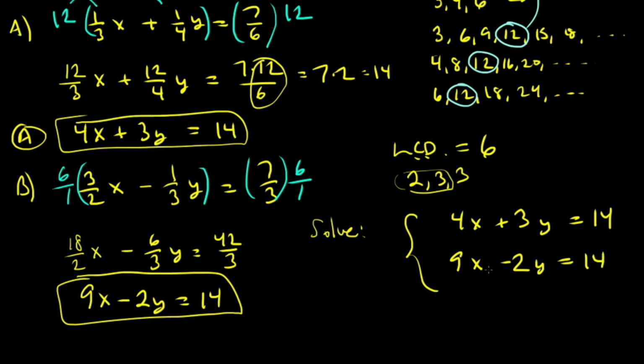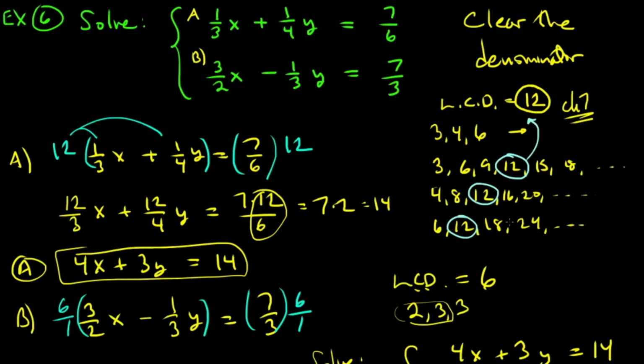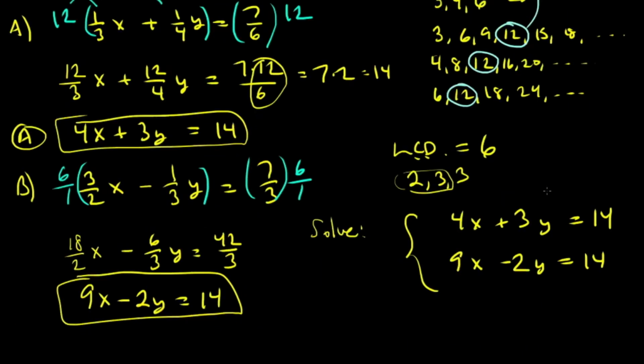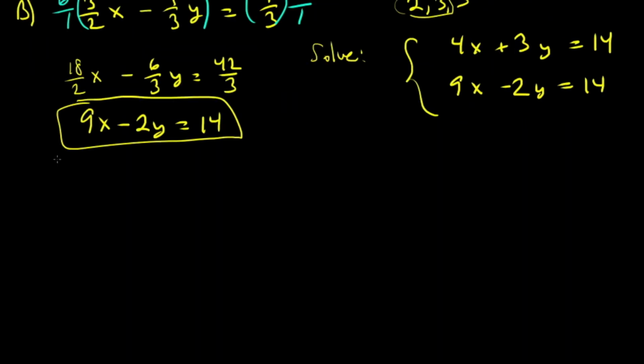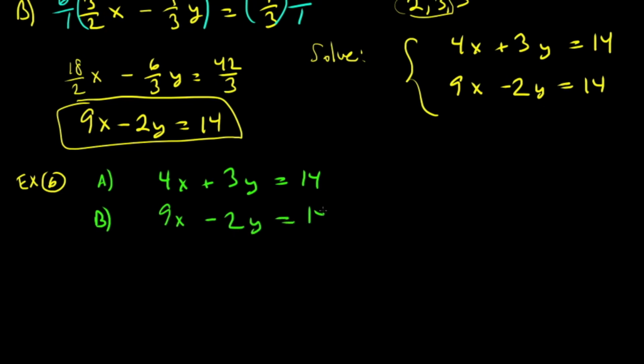So we haven't really gotten anywhere here. All we did was get rid of the fractions. We cleared the denominators. And now that we've done that, let me just copy it down again here. This was our original example 6. So equation A, 4x plus 3y equals 14. And equation B is 9x minus 2y equals 14.